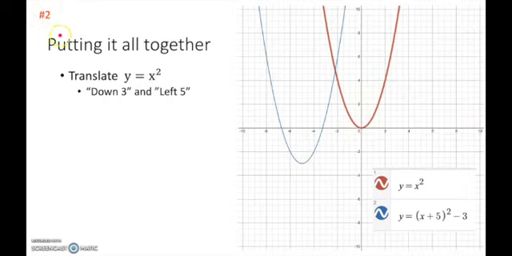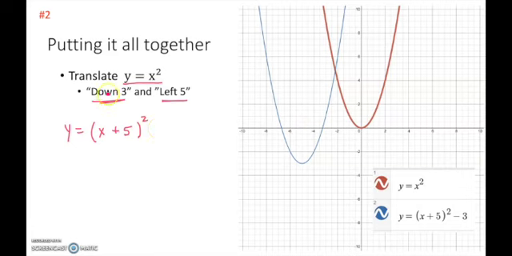For our second example, we're going to be translating our graph of y is equal to x squared down 3 as well as left 5. So let's piece that together. Y is equal to, let's first work on our left 5. So what are we going to be placing within our parentheses? It's going to be x. Would it be plus 5 or minus 5 to move this left? That's right, it's going to be plus 5 to move it left 5 units.